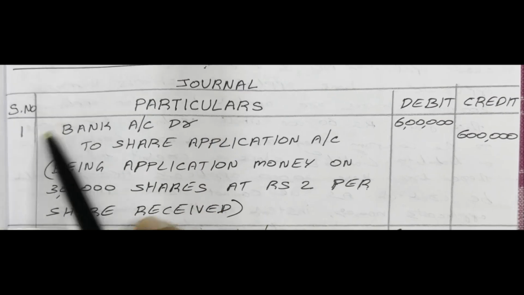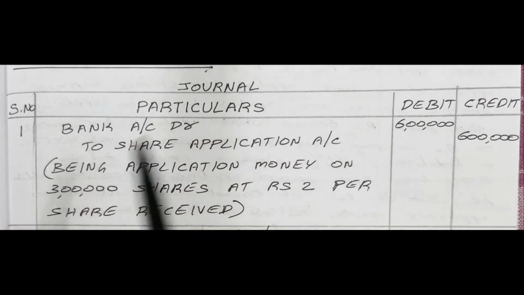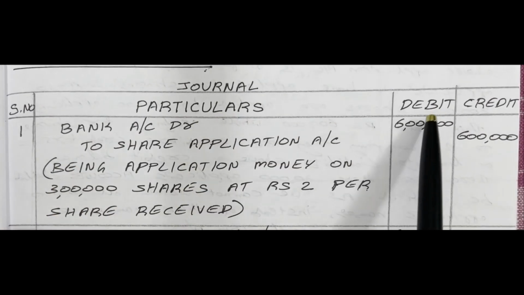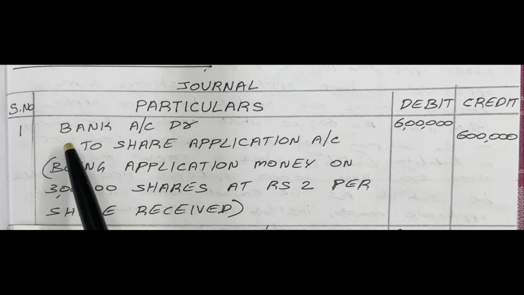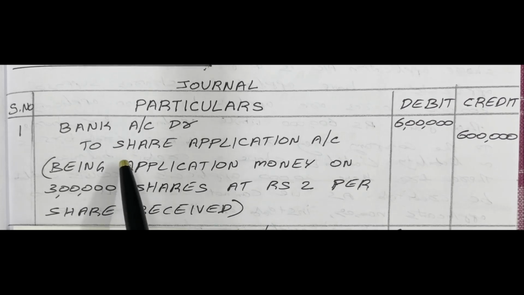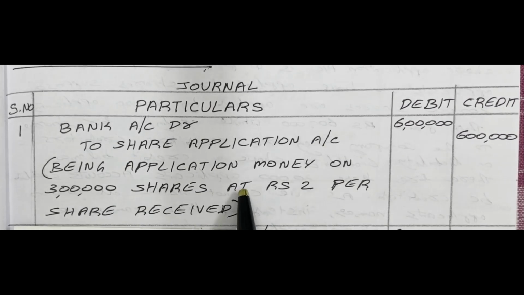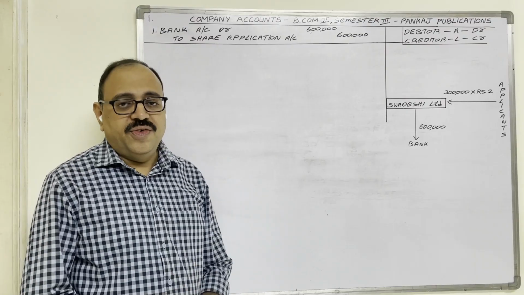So, journal: serial number, because dates are not available now. Particulars, debit, credit. LF number we can ignore. The first entry is bank account debtor to share application account. Narration: on 3 lakh shares at the rate of 2 rupees each, we received application money. Mention that, being application money on 3 lakh shares at 2 rupees per share received. Now come to the second entry.